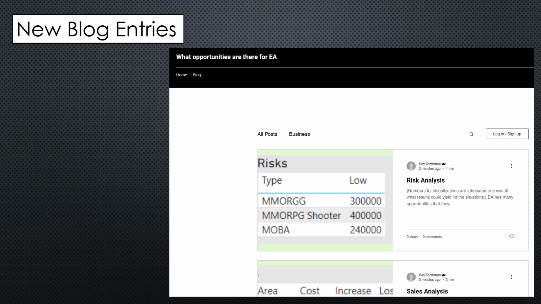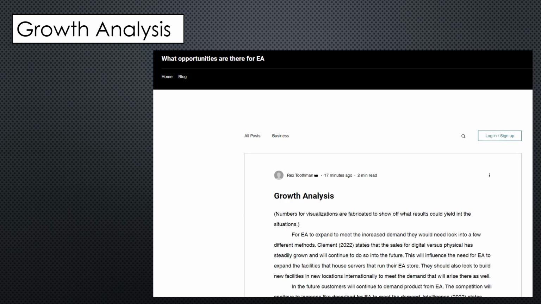This week I had new entries to my blog that I had to make for EA, going over different things such as different analysis for different features such as for risk or cash flow and so forth to give them a better understanding of areas that they could improve on through their financial situations.